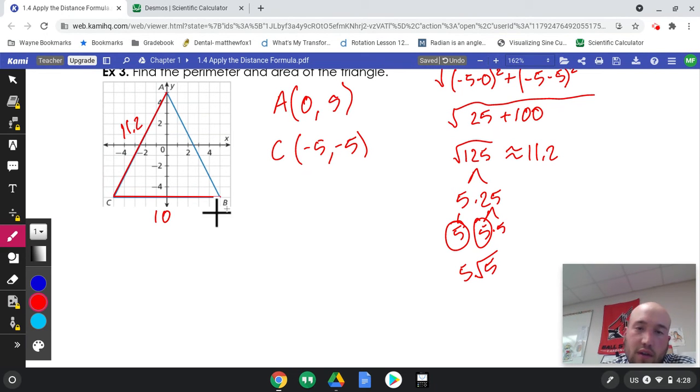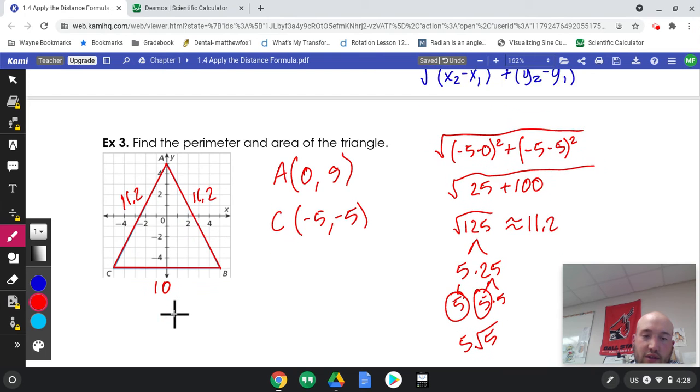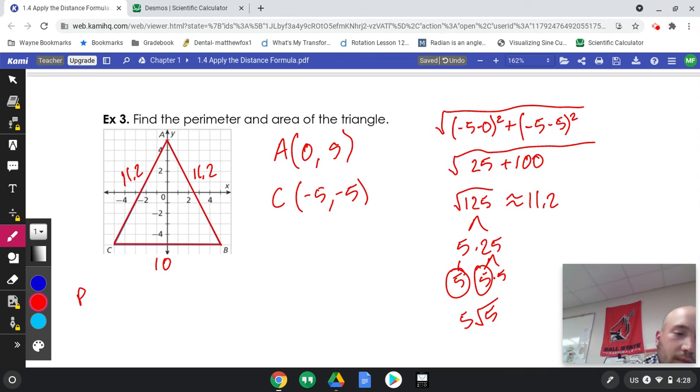Now, the other side is actually going to be the exact same. Just to save us a little time, we could do the process again. You can see it's an isosceles triangle. So that's 11.2. So for the perimeter, we'd add those up. 11.2 plus 11.2 is 22.4. Plus that 10, 32.4 for our perimeter. That'd be 32.4 units.